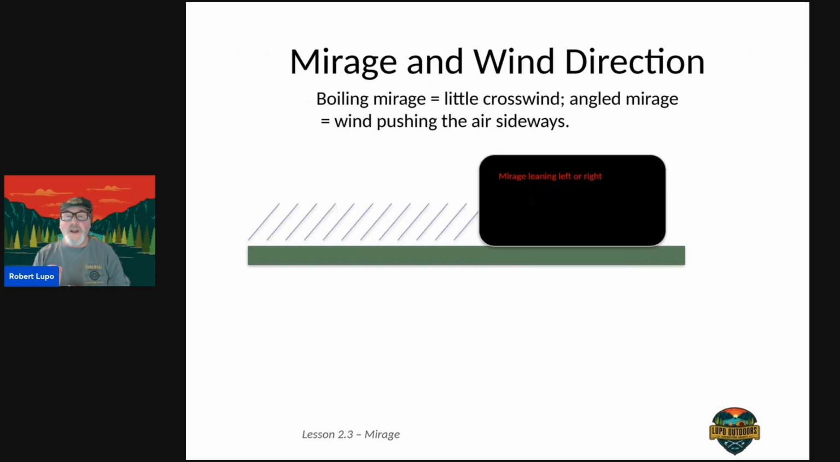When mirage rises straight up, what shooters call boiling, there is little or no crosswind in that layer. When mirage leans to one side, that means the rising warm air is being pushed sideways by the wind. The direction it leans shows you which way the wind is blowing. How sharply it leans gives clues about strength. Start simple. Notice whether the mirage is straight up, gently leaning, or strongly leaning.